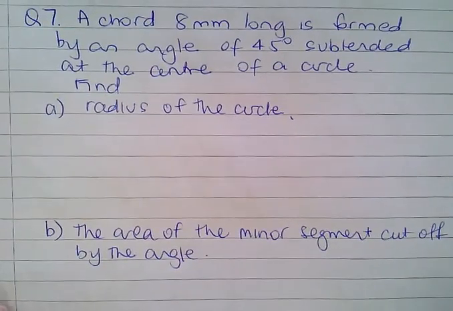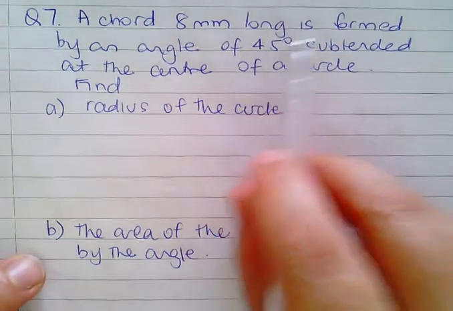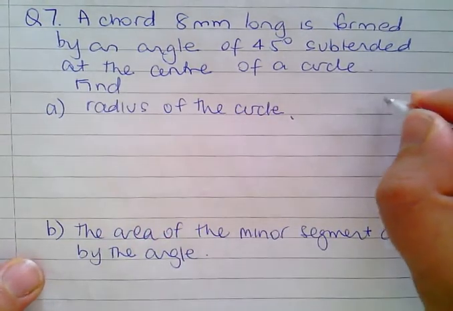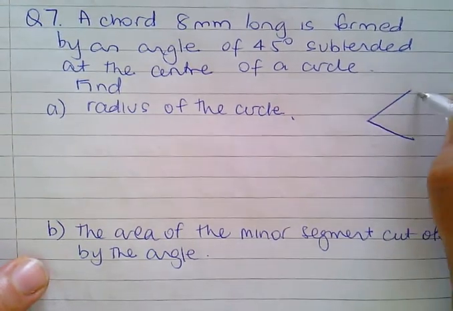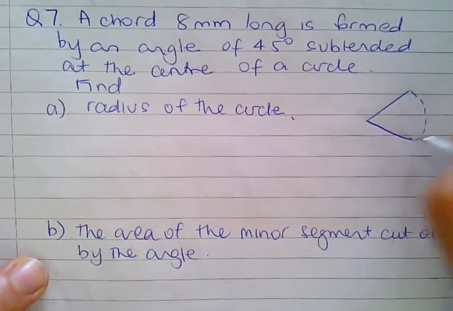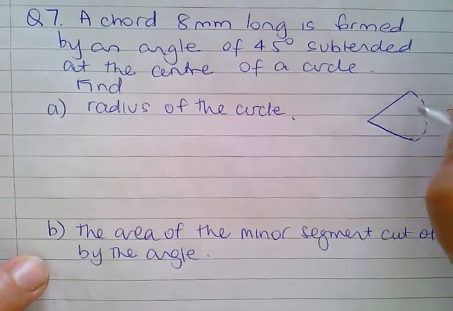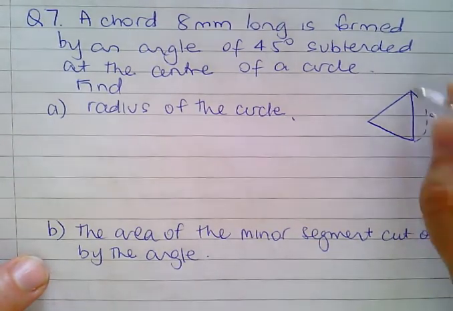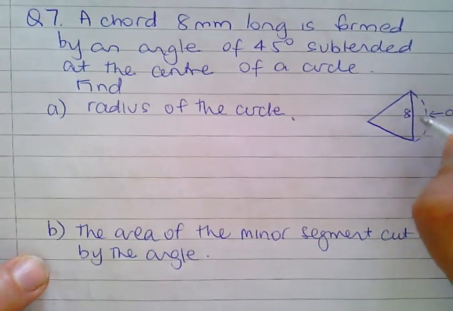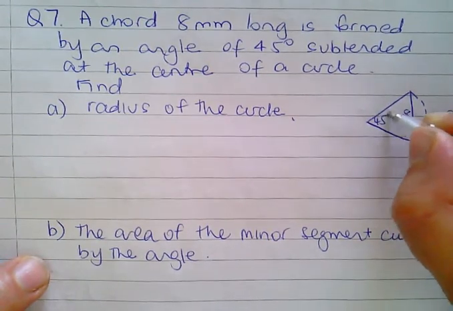Okay, question 7. A chord 8 millimetres long is formed by an angle of 45 degrees subtended at the centre of a circle. Now this is a chord that's 8 millimetres long, it's not the arc. So they're not giving you the arc. What that there is the arc. This is the chord. A chord is a straight line on a circle joining 2 points. So that is 8 millimetres. And this angle here is 45 degrees.